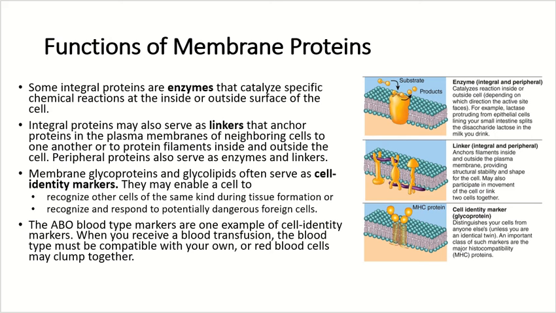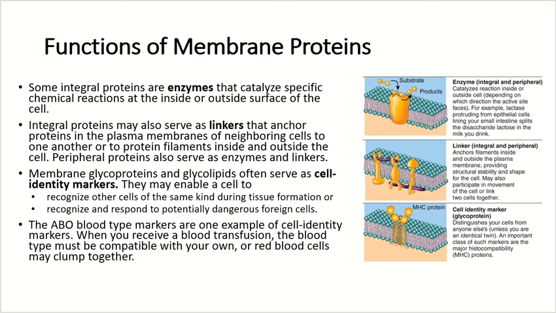And then last but not least, we have membrane glycoproteins or glycolipids that can often serve as cell identity markers. They may enable a cell to A, recognize other cells of the same kind during tissue formation, and B, recognize and respond to potentially dangerous foreign invaders. So a great example of these cell identity markers, or cell surface markers, is the ABO blood type markers that we all have.